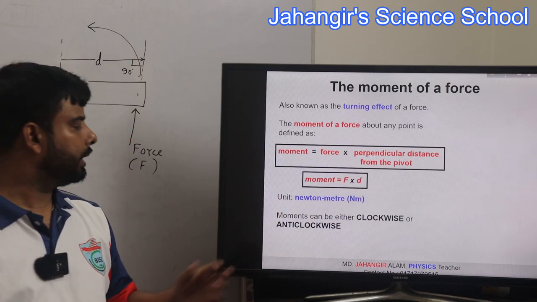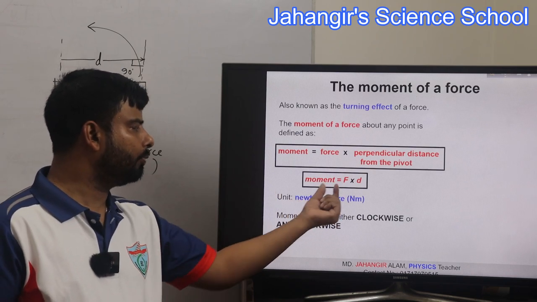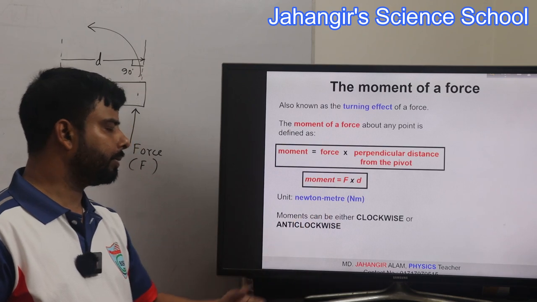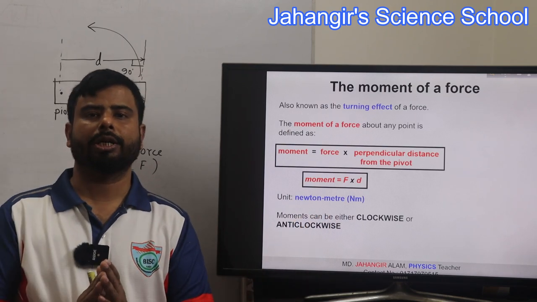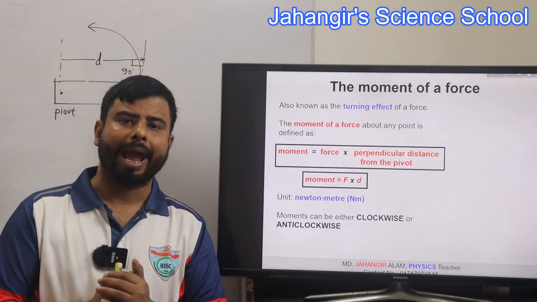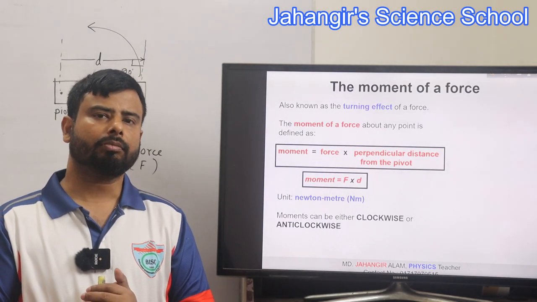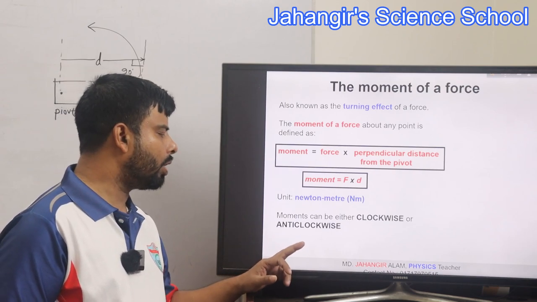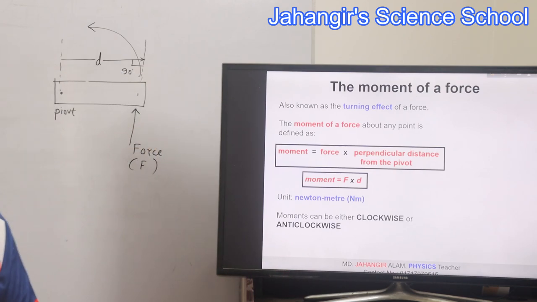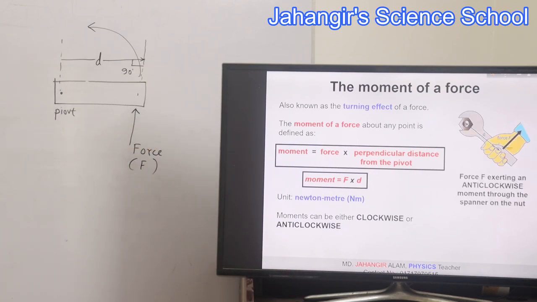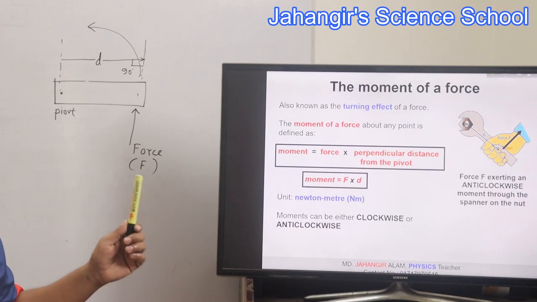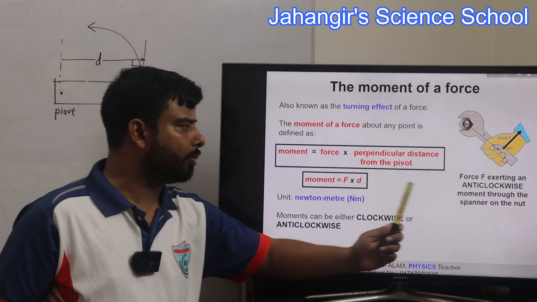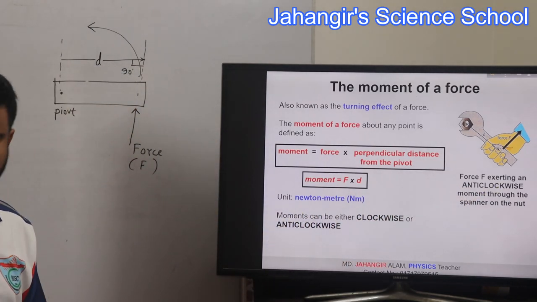Unit of moment is Newton meter, because unit of force is Newton and unit of distance is meter, that's why Newton meter. Moment is a vector quantity because it has both magnitude and direction. Moment can either be clockwise or anti-clockwise. So, force F exerted an anti-clockwise moment through the spanner on the nut.